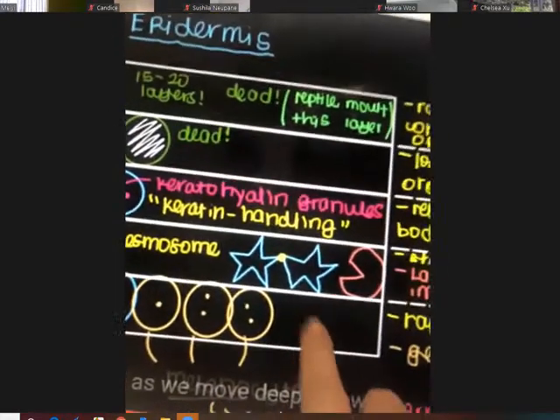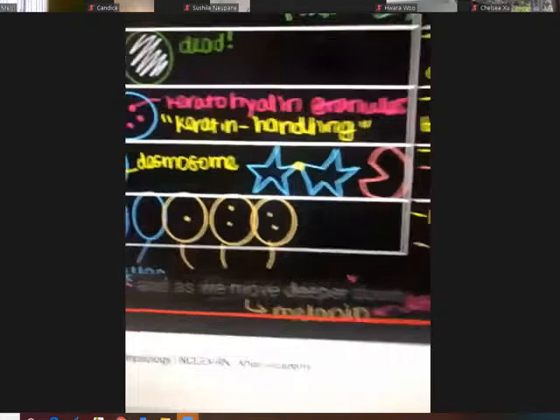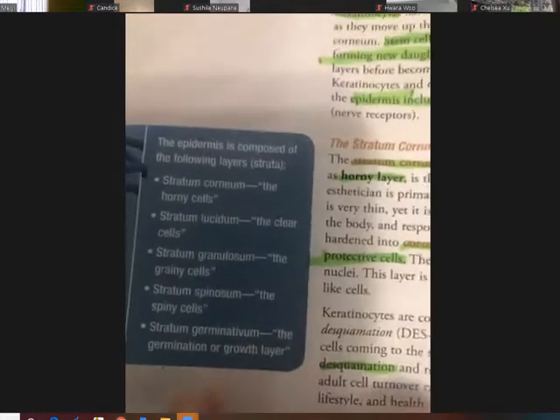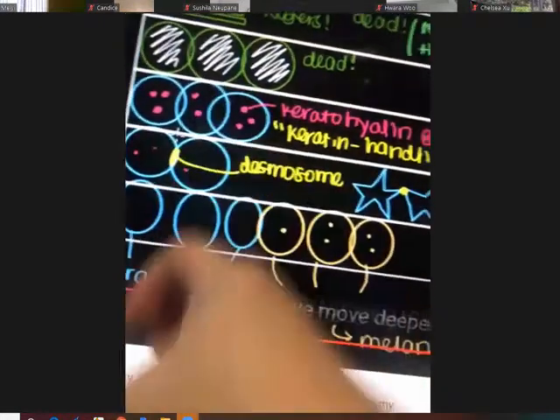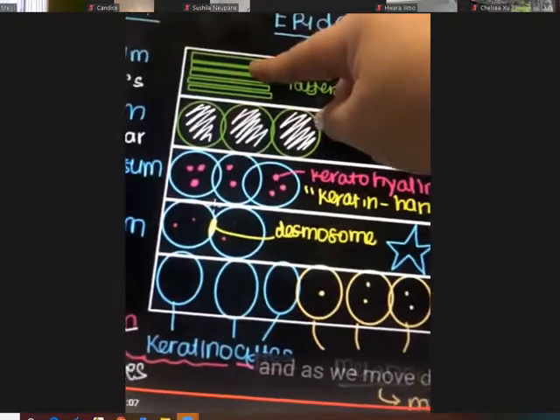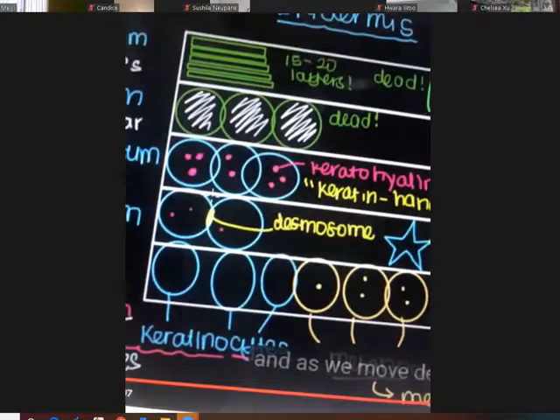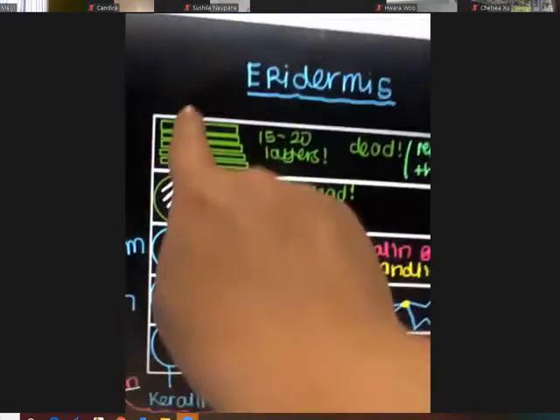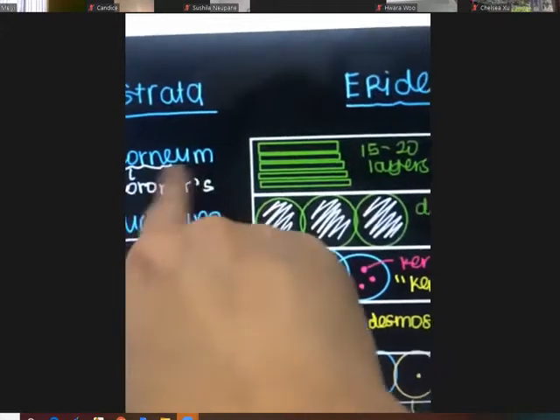And one more cell that is in here is the Merkel cells. The Merkel cells are your nerve receptors. So there are 3 different kinds of cells found in your stratum germinativum. Now, when this one splits into 2, it moves up. When your skin cells grow, they move up to the top layer, which is your stratum corneum.